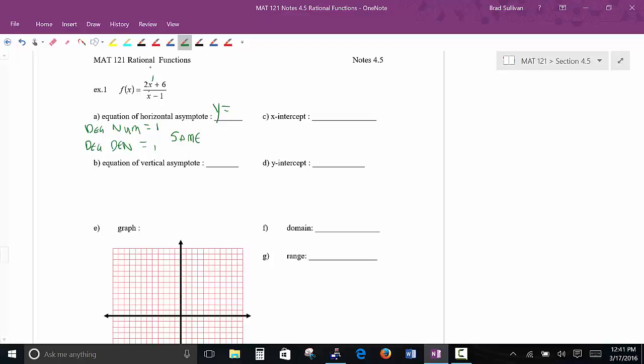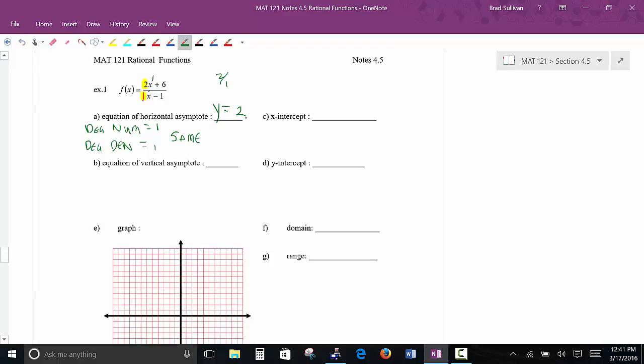Okay? I realize you're just learning this, but if the degree of the numerator and denominator are the same, it's the ratio of those two numbers. So that's really, of course, 2 over 1. Okay? So that would just be y equals 2 over 1. So that would be y equals 2. Okay? That's how you do that.